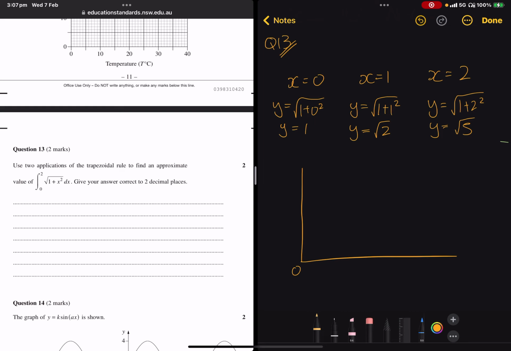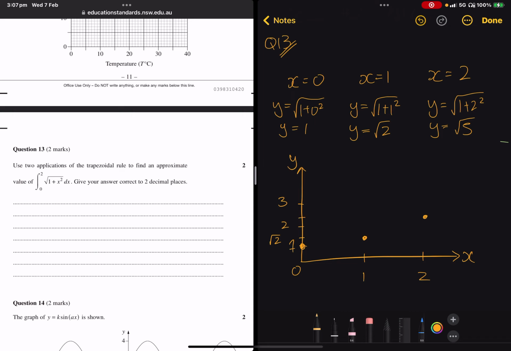So we start at x is 0, we go out to x is 1, we go to x is 2. At x is 0, the y coordinate is 1, so this function passes through this point. When x is 1, the y coordinate is root 2, which is about here, sort of halfway between 1 and 2. And then when x is 2, we get y as root 5, which is a little bit more than 2. So that's going to be about here.